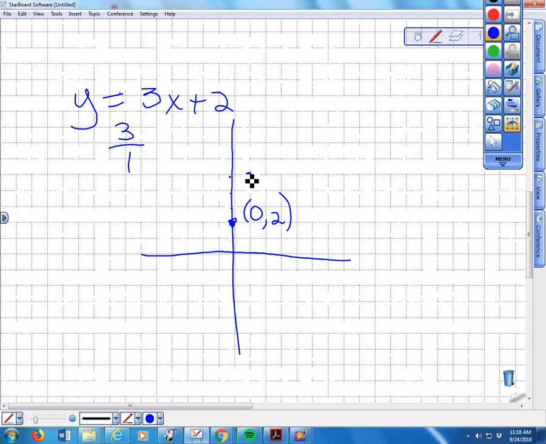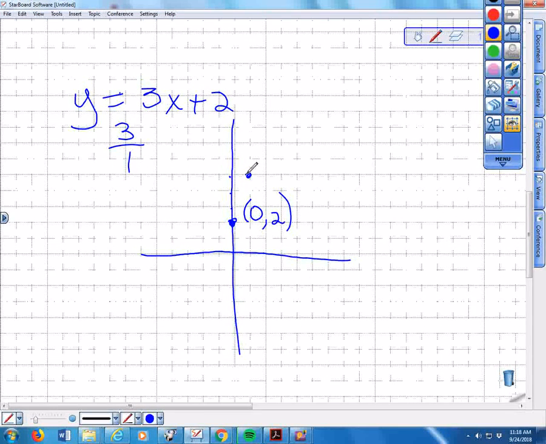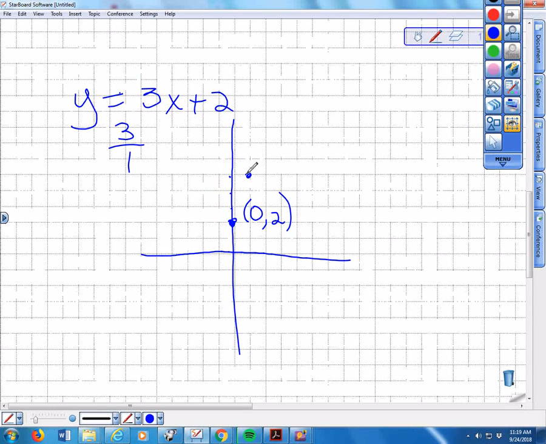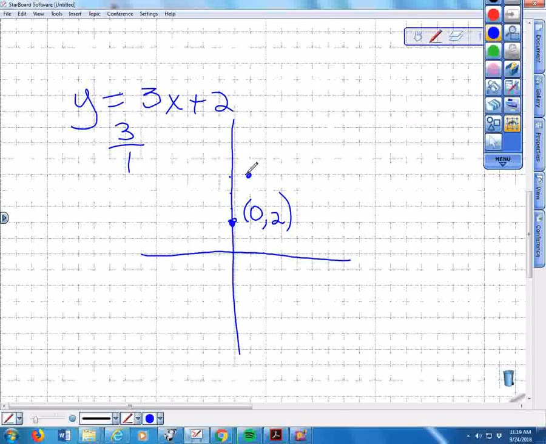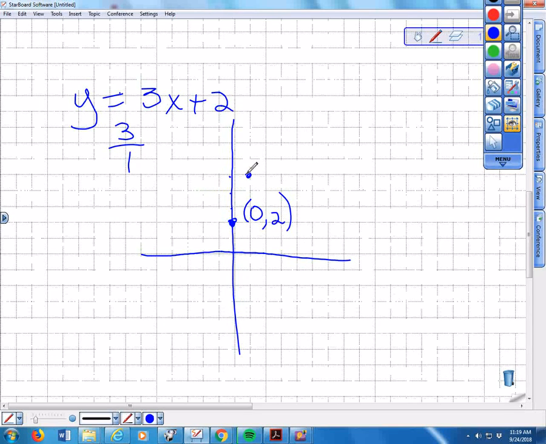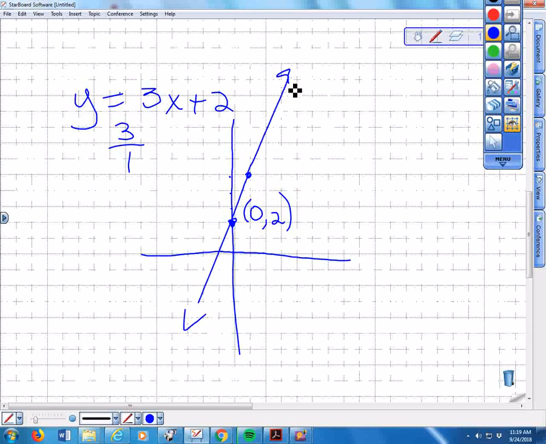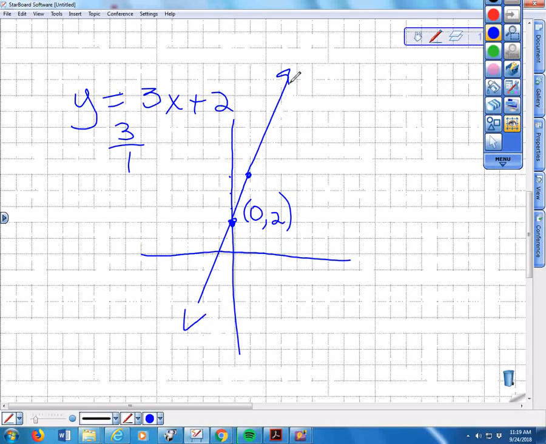How many points do I need to draw a line? 2. It's sometimes helpful to have more than 2, but you only need 2. So once you've got the intercept identified and you've got a next point with the slope, all you've got to do is connect them, and you have your line. Okay, I've drawn the equation of the line y = 3x + 2.